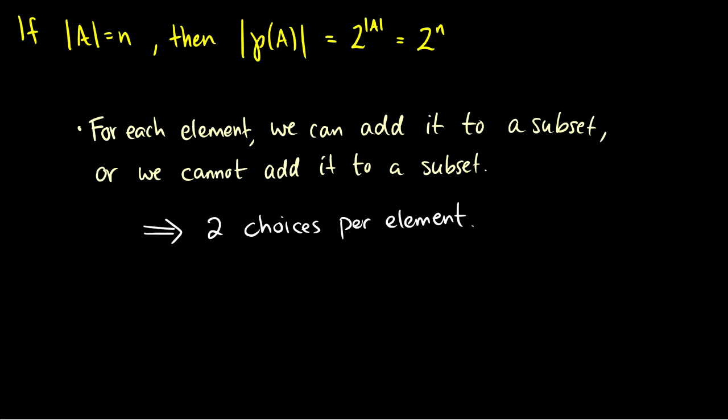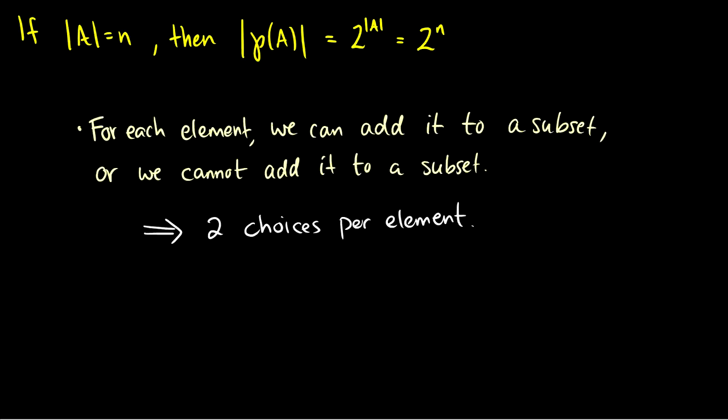Now, really, talking about counting, the reason why I showed you that tree was so we can talk about the size of the set. So if your original set A has n elements, then the size of the power set will have 2 to the size of A, or 2 to the n. And this might sound a little bit confusing at first, but really, for each element, we're either adding it to a subset or we're not. So there's 2 choices per element.